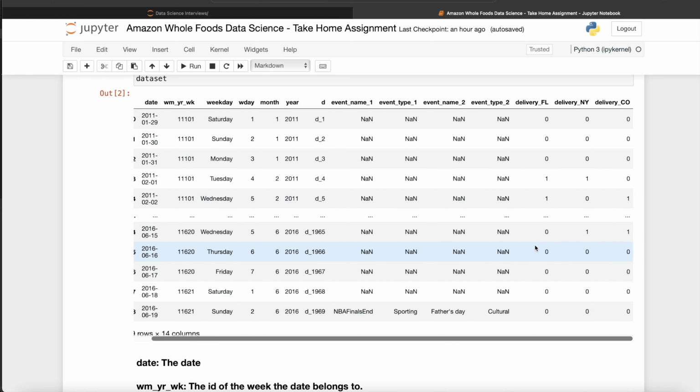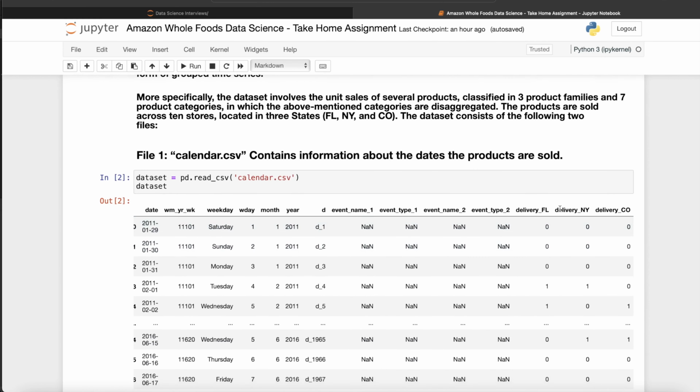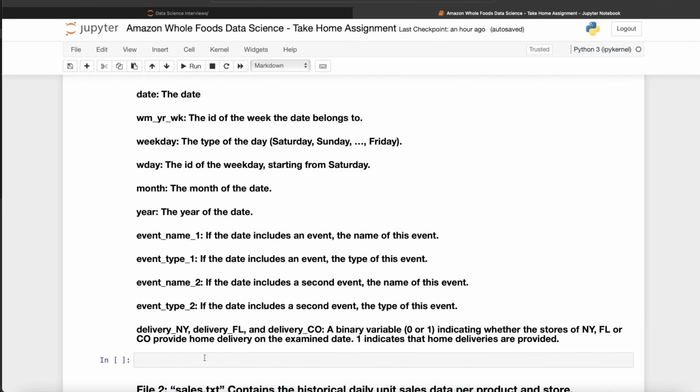Now, as it was mentioned earlier, the products were sold in 10 different stores located in three different states: Florida, New York, Colorado. So these three columns identify on which dates home delivery was available. Delivery NY, delivery FL, and delivery CO hold binary values 0 or 1, indicating whether the stores provide home delivery on the examined date, and one means they did.